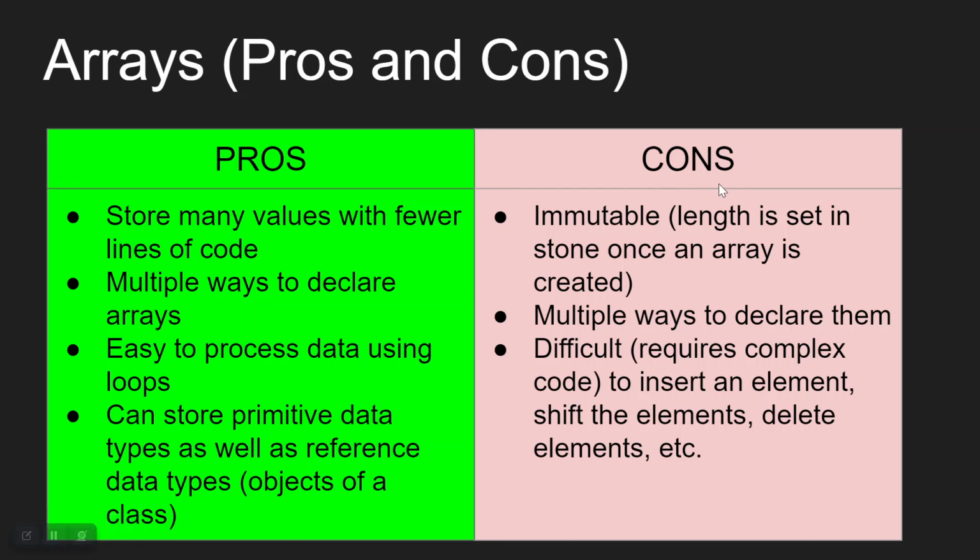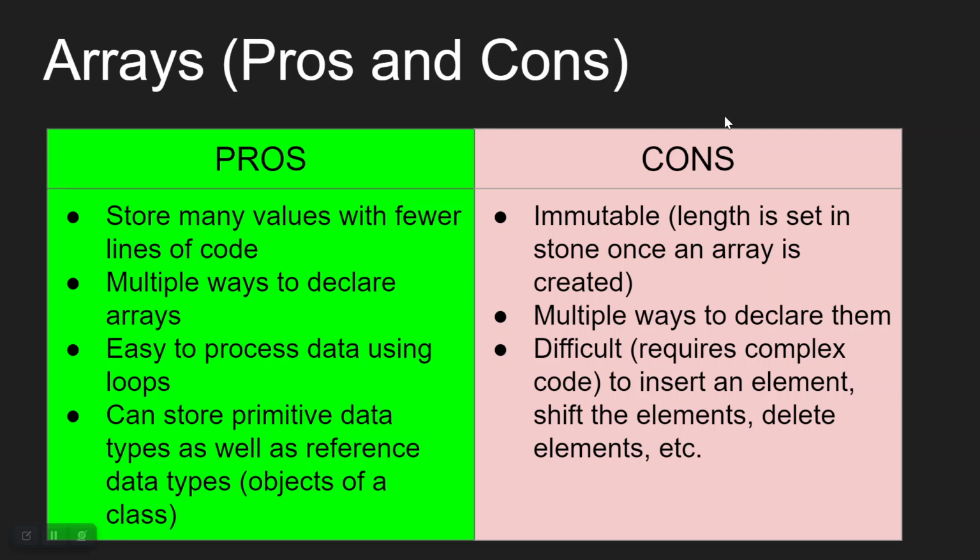But there are some cons with arrays. First off, arrays are immutable, which means that the length is set in stone once the array is created. I also consider the fact that there are multiple ways to declare them perhaps a con, because again, you have to remember all of the different forms of syntax. And they can be difficult to work with. It requires some complex code and some complex algorithms in order to do different things with arrays, like inserting an element, shifting the elements, deleting elements, and so on and so forth.